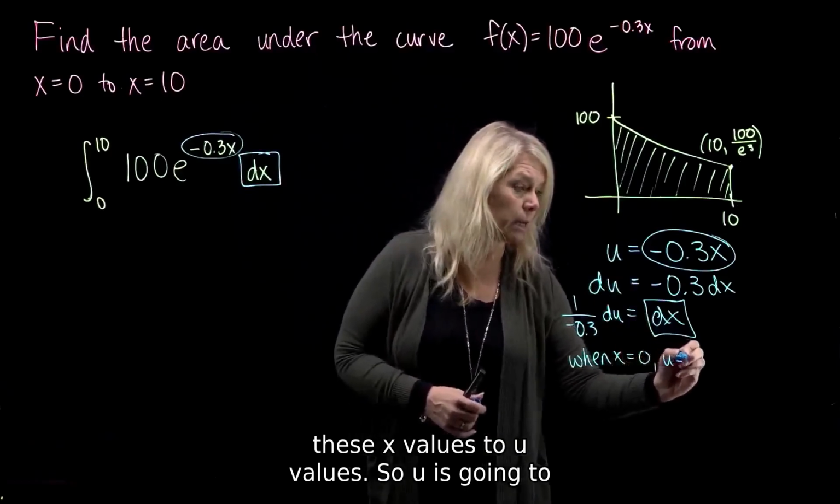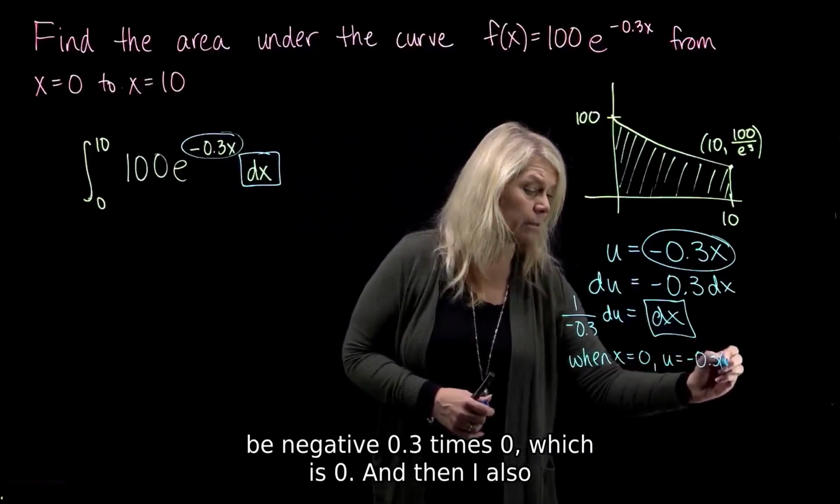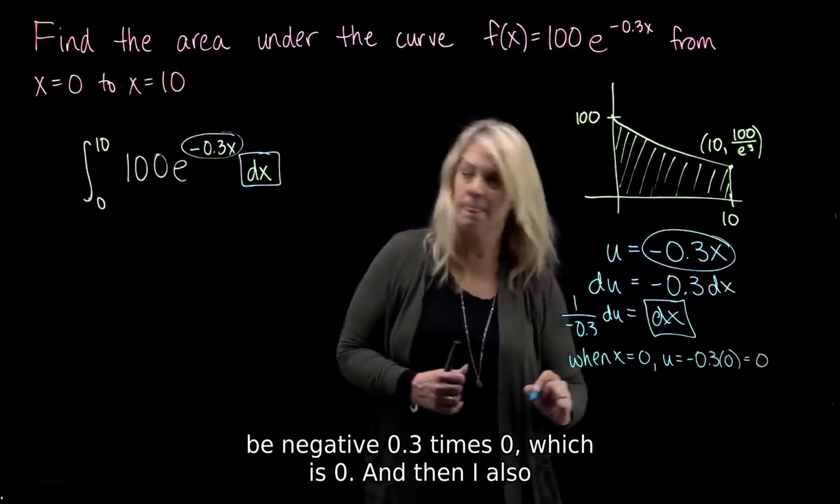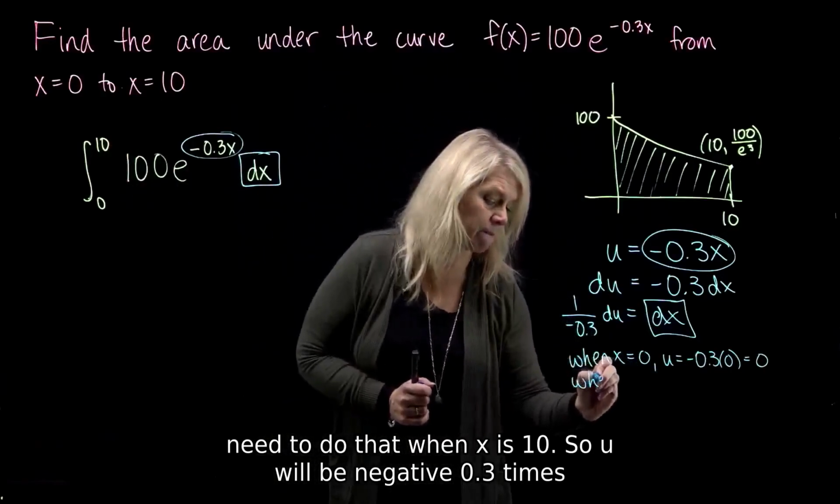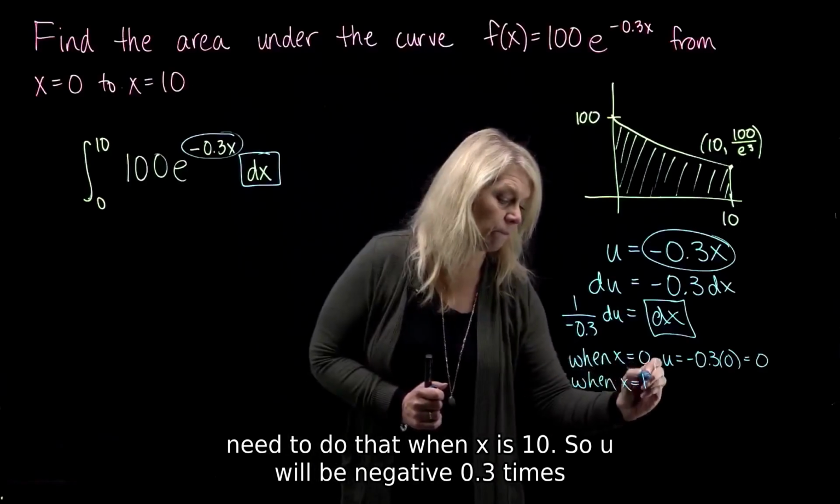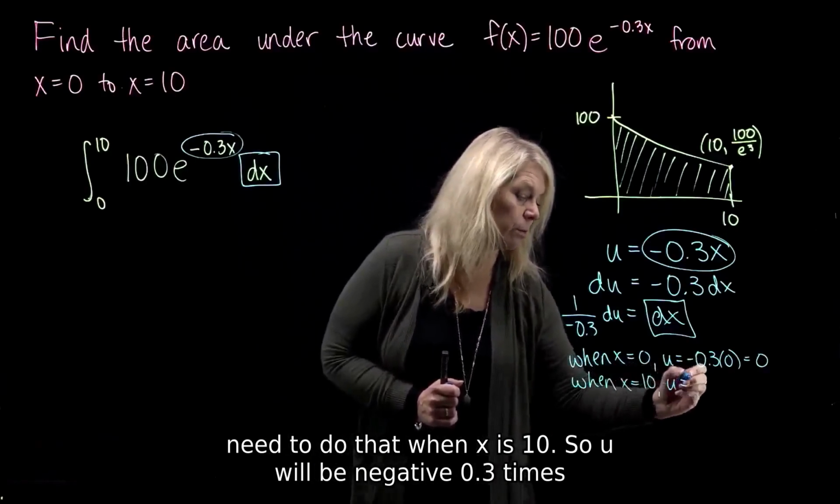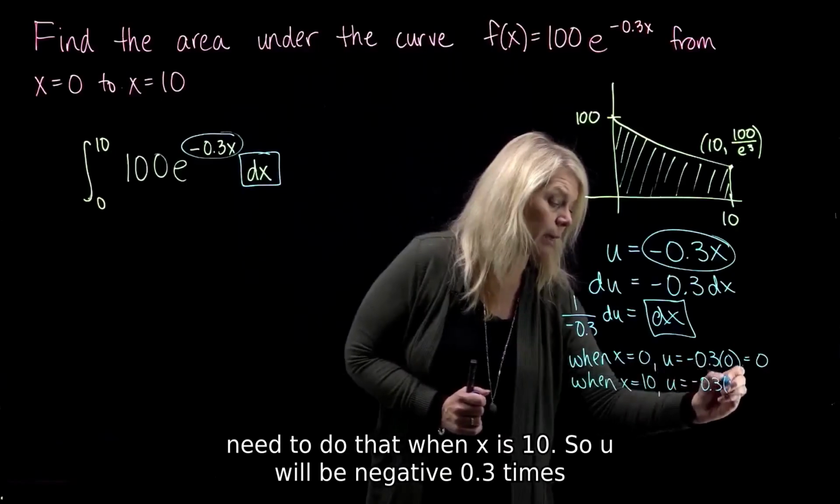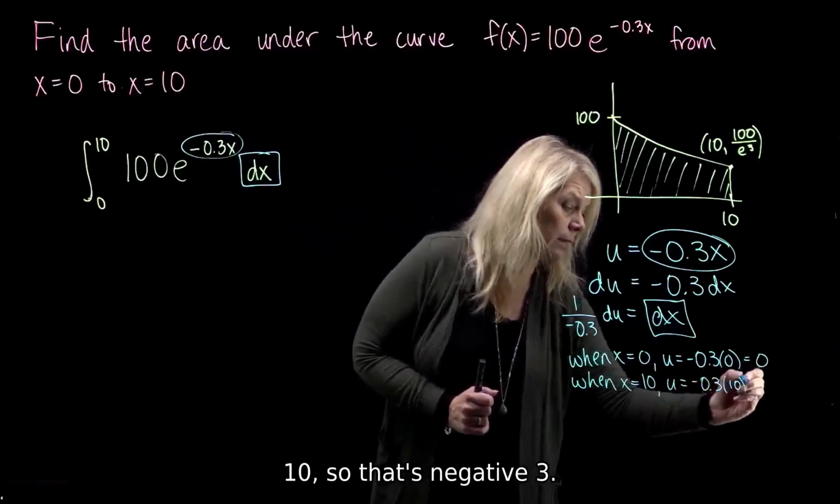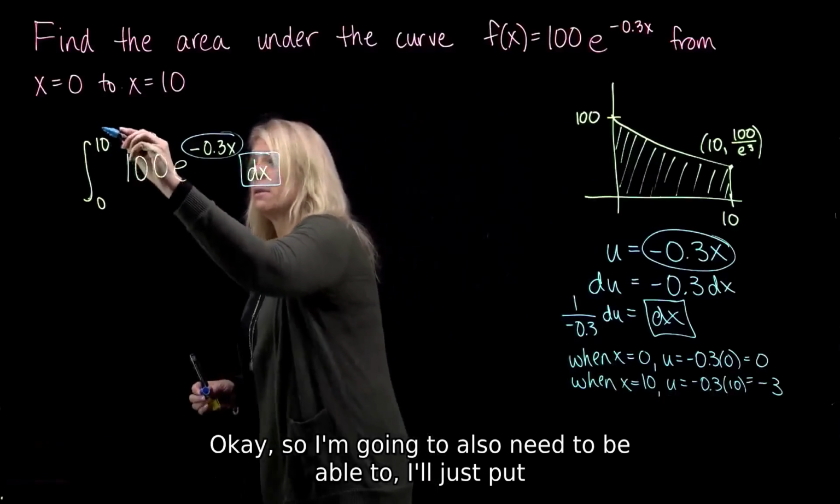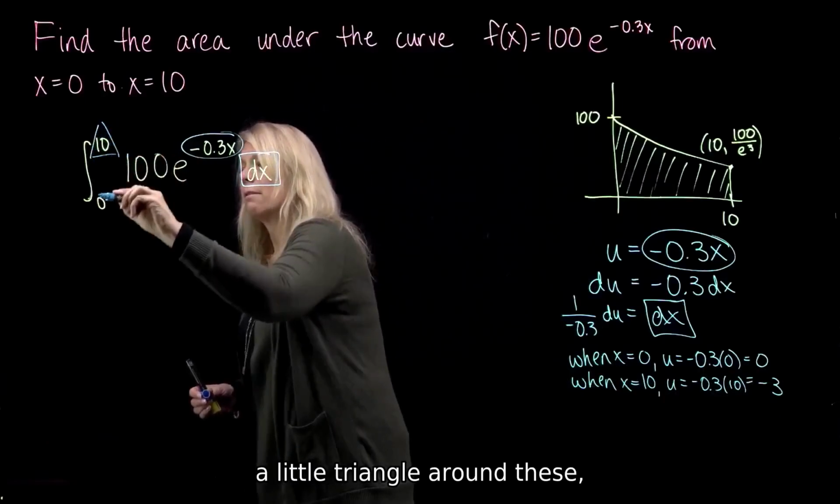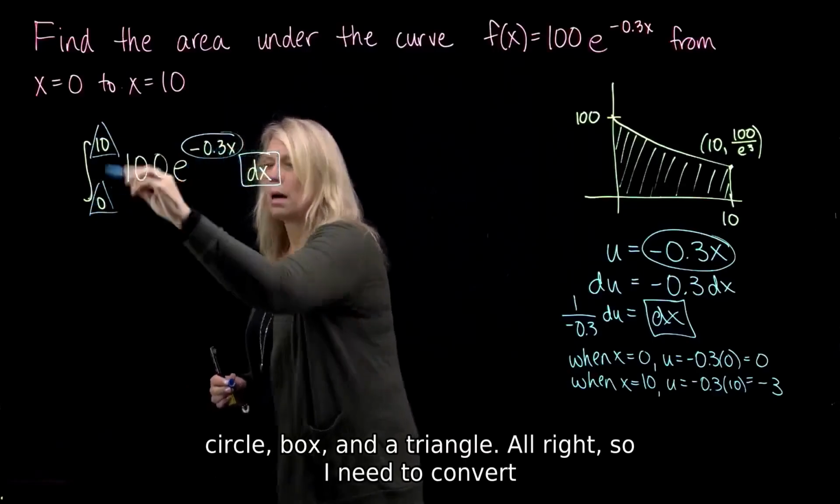So u is going to be negative 0.3 times 0, which is 0. And then I also need to do that when x is 10. So u will be negative 0.3 times 10. So that's negative 3. Okay, so I'm going to also need to, I'll just put a little triangle around these. Circle, box, and a triangle.